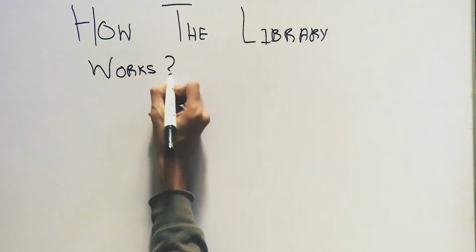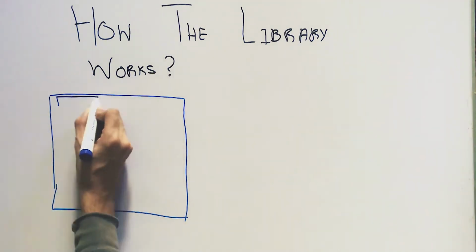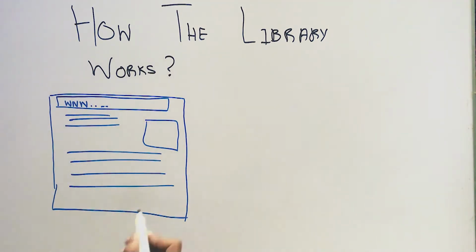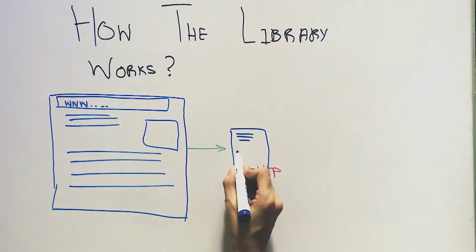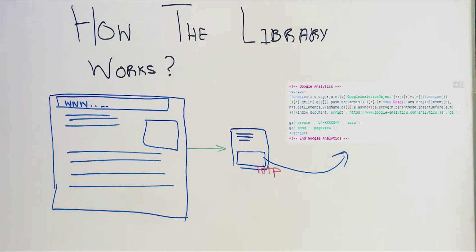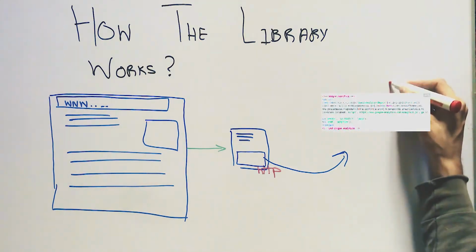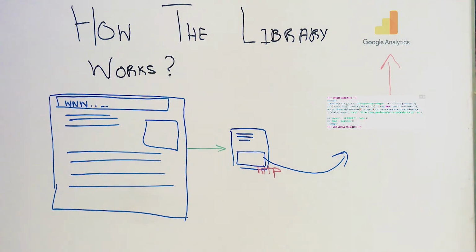Step 1. Including the library contacts Google servers and brings the JavaScript library to the page. Installing it on a website is pretty simple. You just need to paste an excerpt of JavaScript code on every web page on your website, which pulls in the Analytics.js library from Google servers.